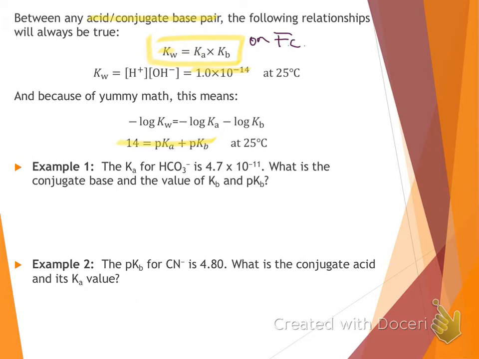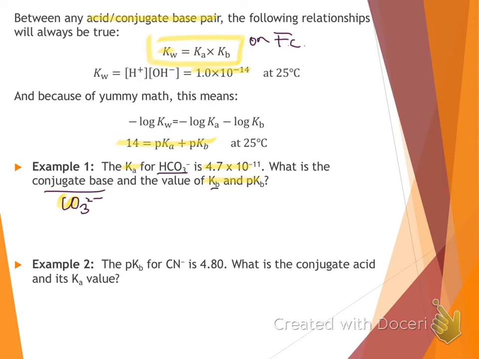On example number one, we're given our Ka value here. We want to know what the conjugate base is of our HCO3 minus and find the value of Kb and pKb. So let's start with that conjugate base. Well, this guy is an acid. We're given the Ka for it. We're looking for the conjugate base also. So acids donate an H+. So to find the conjugate base, we need to take an H+ away. That's going to be CO3 2-.